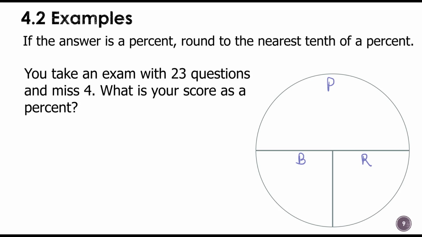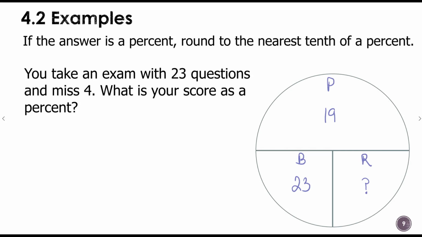So it says you take an exam with 23 questions and miss 4. What is your score as a percent? This is something that I do all the time, convert something to a percent, and my base this time is going to be 23. That's how many questions there were total on the exam. We are looking for the percent, right? So we want to know what is the rate. And then they gave us 4, but we need 4 just so that we can see how many questions we got right, right? So we missed 4, but we're finding the percent of our score, which would be how many we got right out of 23, and that would be 19.